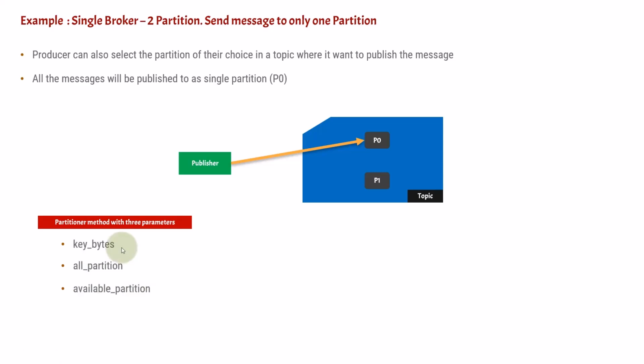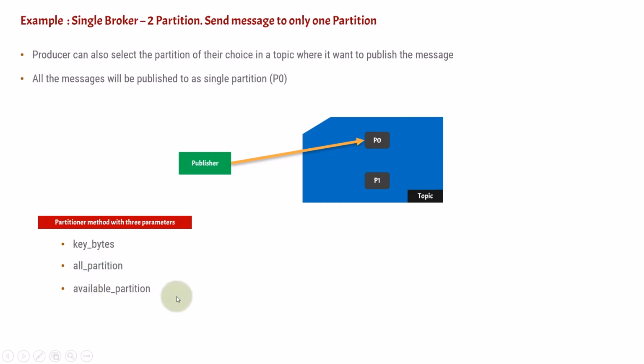Now, till now we haven't discussed this key when we are sending the messages, and we will not discuss it as of now. We'll see it in later videos. All partition is equal to the total number of partitions for that topic. So in this case it will be 2 because we have P0 and P1.